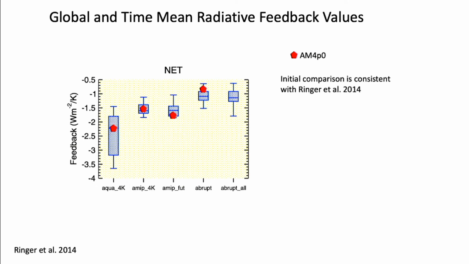So here, this is an old paper by Ringer et al., and what he's looking at is a hierarchy of models and the feedback at the top of the atmosphere. These are Aqua Planet experiments, these are AMIP experiments, and then this is the 4 times CO2 experiment. So these are using the SES method of computing the feedback, and this is using a regression method that came from Gregory. And what you see is that across these different configurations, there's a lot of variation in what the feedback at the top of the atmosphere is.